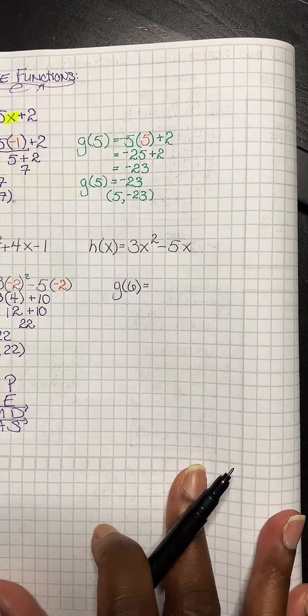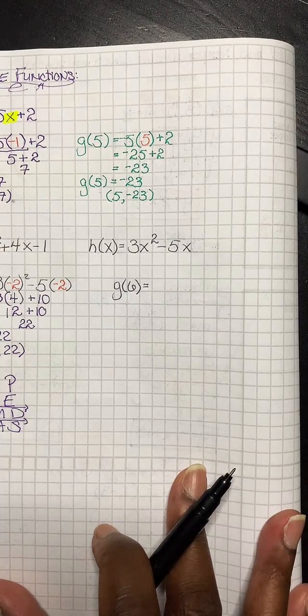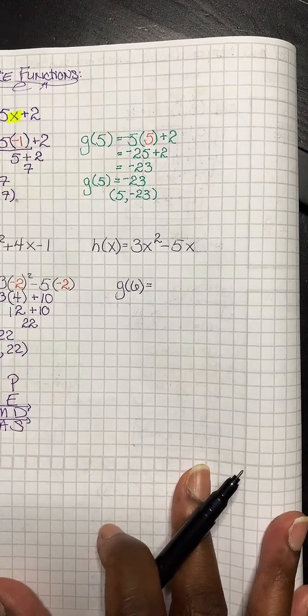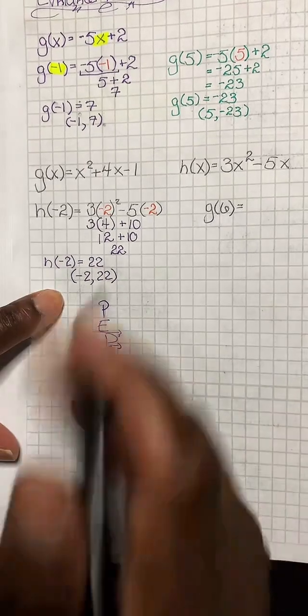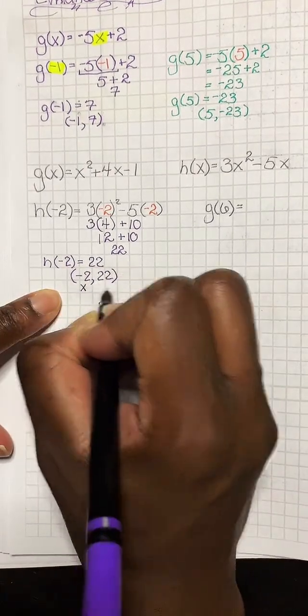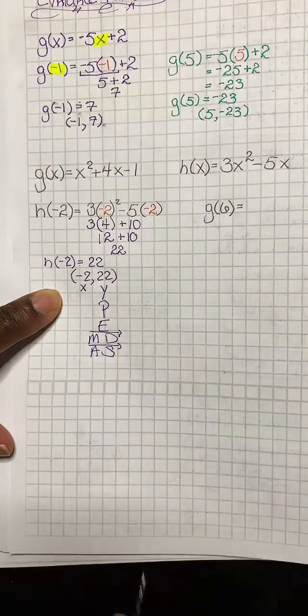Okay, so 22 is the y, right? Yes, 22 is your y. Your x value is negative 2. Your result will be your y.